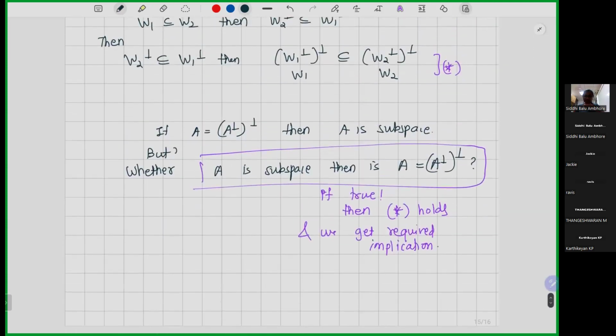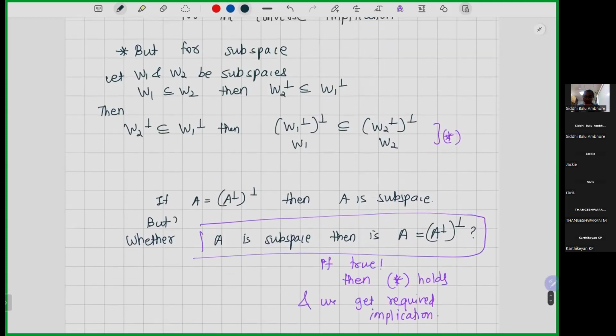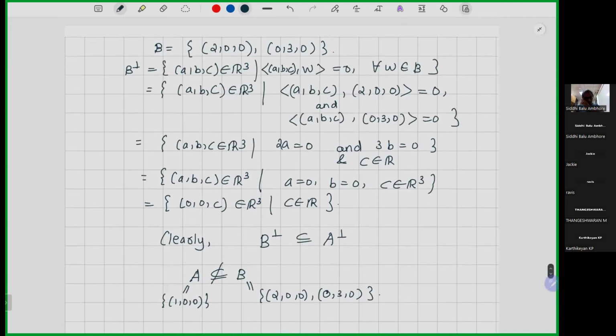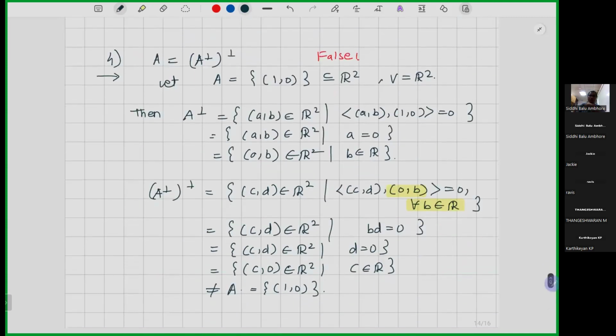Yes, exactly. See, we got the counterexample. But no, they are saying already given that A is a subspace, then whether A perp is equal to A or not. We did not start with the subspace here, right? This is not a subspace. This is just a set. If A is not a subspace, that is a contradiction proof, and then that is anyway true.